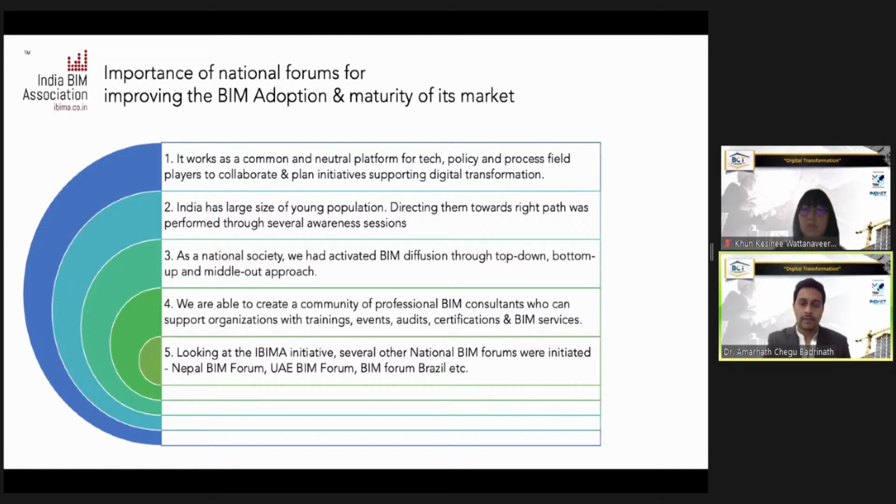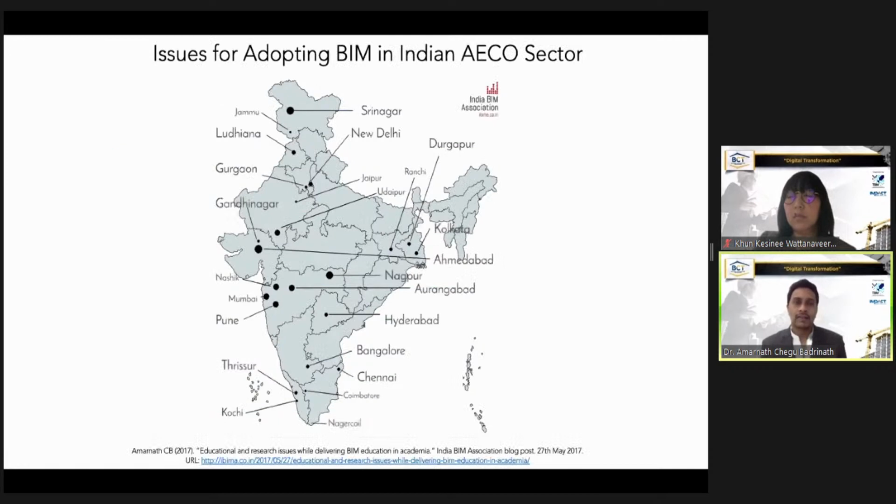And coming into the global transformation, it's all about people management and change management, which is a key focus that all of us need to have. And these are some of the issues that India has faced in adopting BIM in the sector.